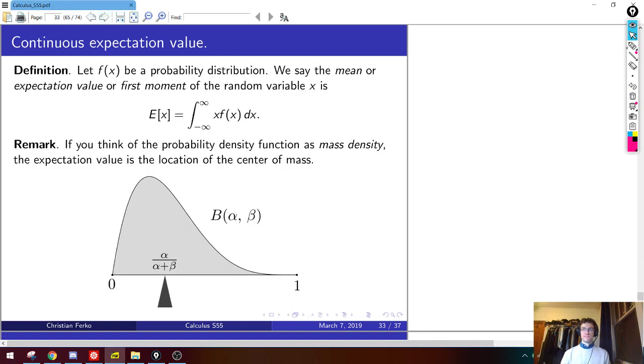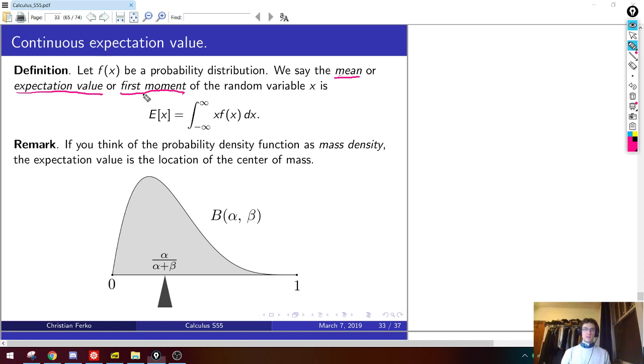So definition, let f be a probability distribution. We say that the mean, or the expectation value, or first moment, these are all synonyms that mean the same thing, just means basically the average, quote unquote, but I prefer to call it the expectation value.